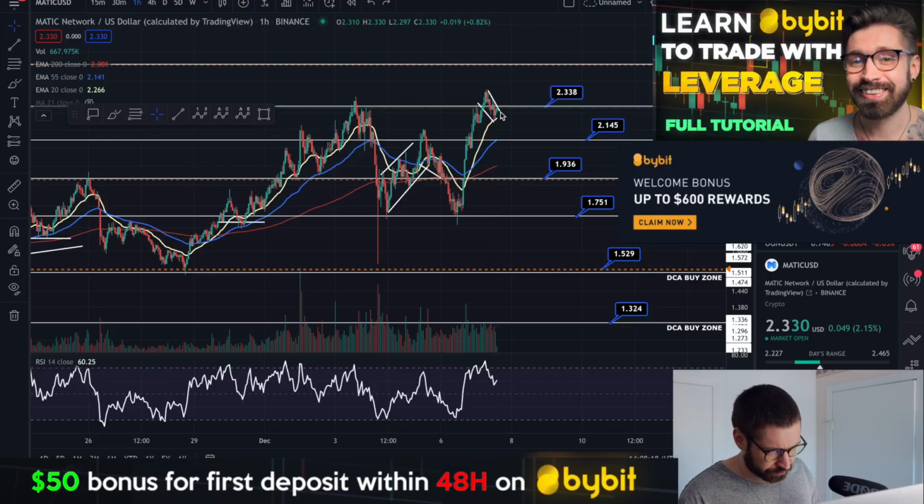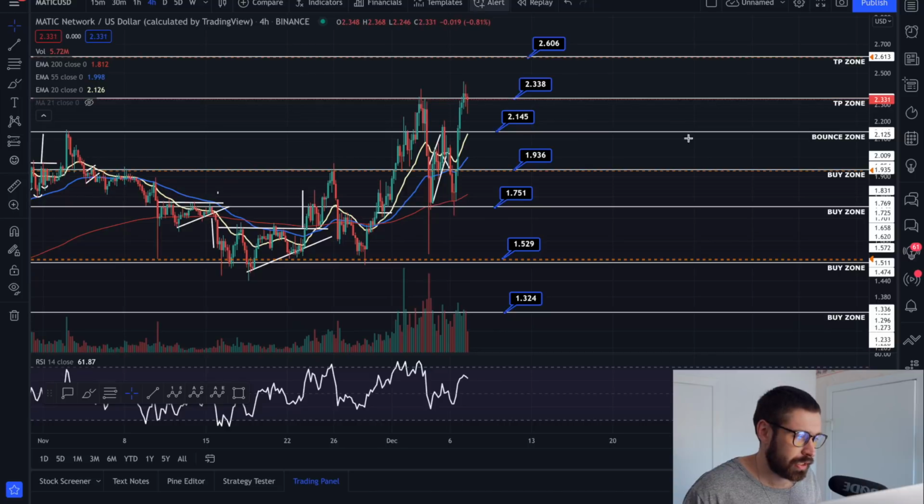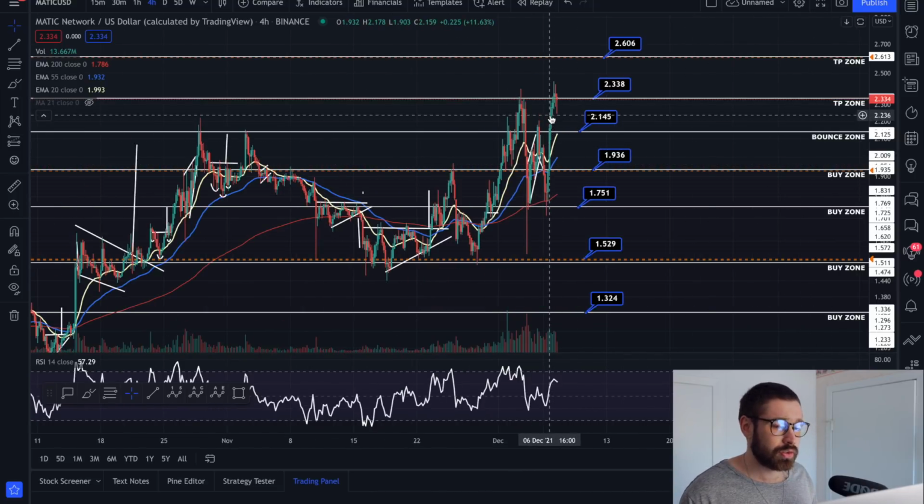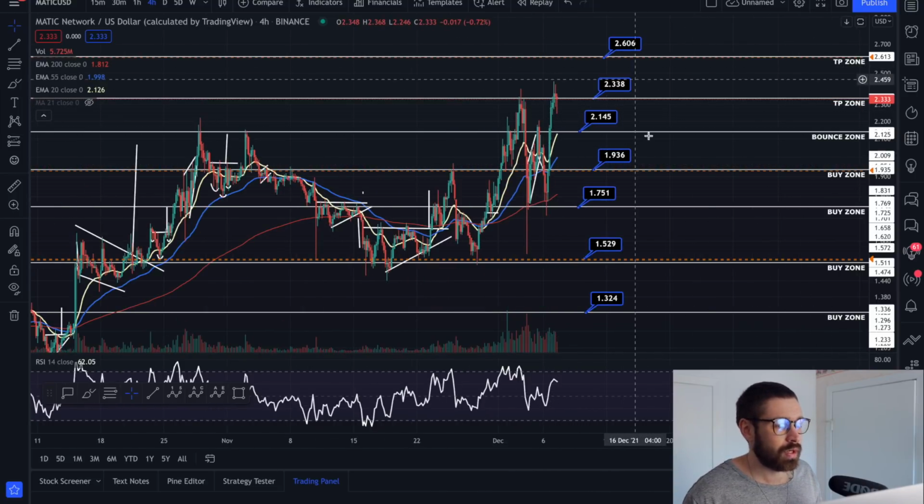All right, guys. So we're going to hop over to the 4-hour time frame where I originally had updated all these buy zones. Yeah, it looks good. So it could easily come down to 214 and bounce. That's why I put a bounce zone.